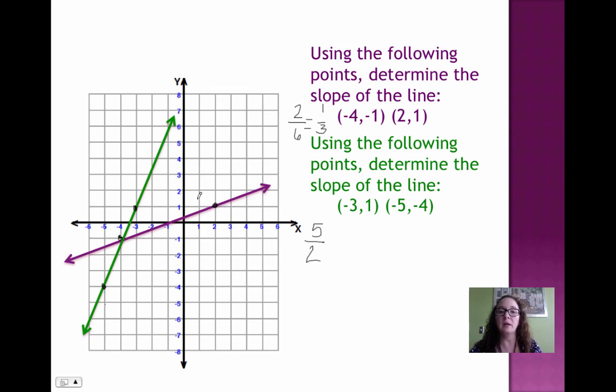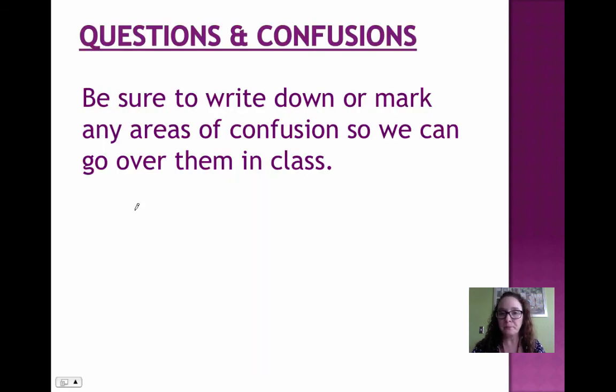Okay. All right. And going back to the mountain, which one of these ski slopes is a steeper slope? That's correct, the green. Be sure to write down or mark any areas of confusion so we can go over them in class. See you in class.